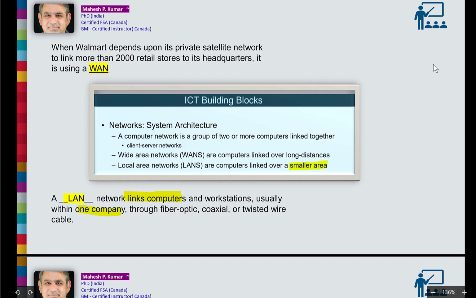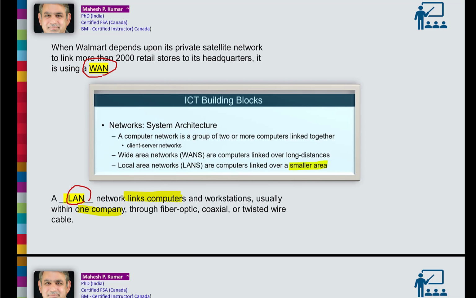Then comes the question of whether you want networks which are local area networks or wide area networks. And then the question of local area network, LAN, versus a wide area network, WAN, comes into the picture. So you have to make a decision.